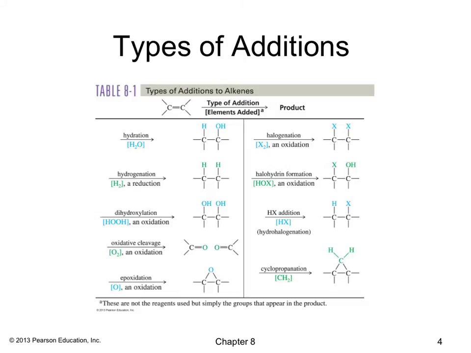Halogenation, which we've talked about, in which you have halogen as a diatomic bromine, diatomic iodine, etc. onto it. This is also an oxidation. Halohydrin formation, also an oxidation in this way, in which you have hydroxide and a halogen being added on. You can have just HX addition. This is a hydrohalogenation. And you can have cyclopropanation, in which you have CH2.